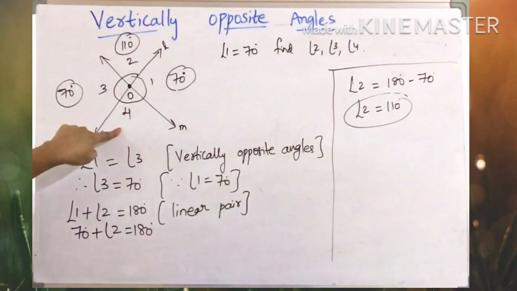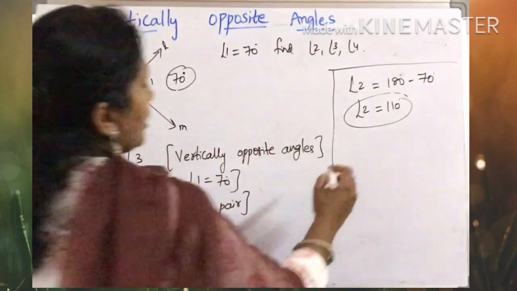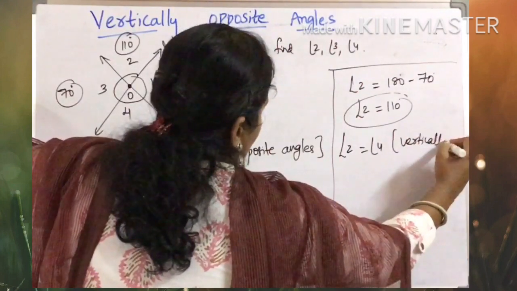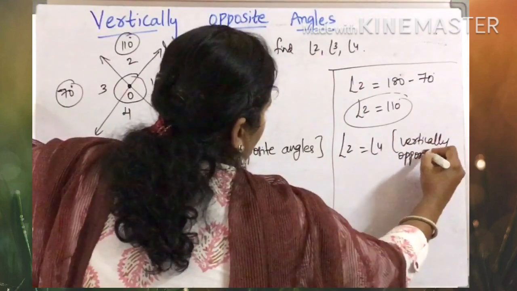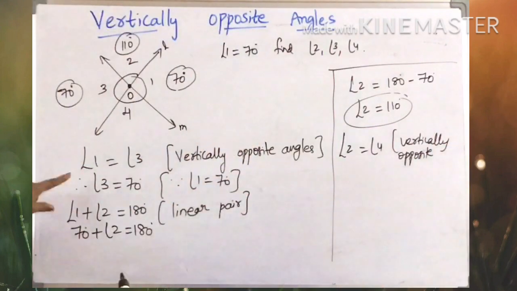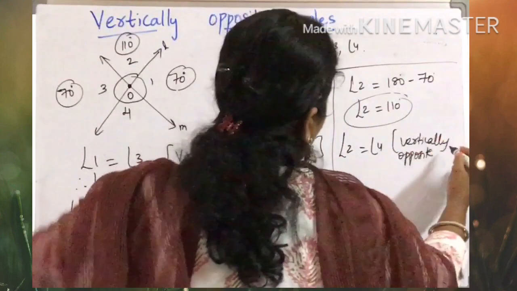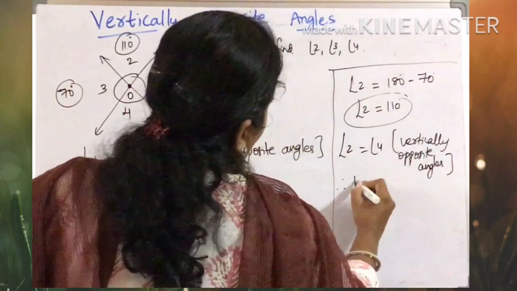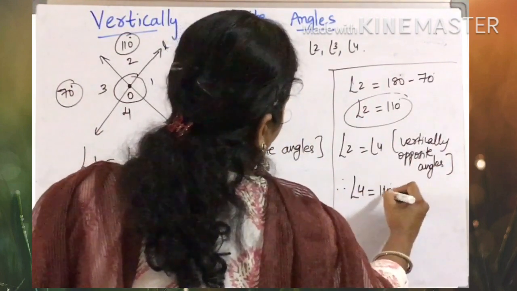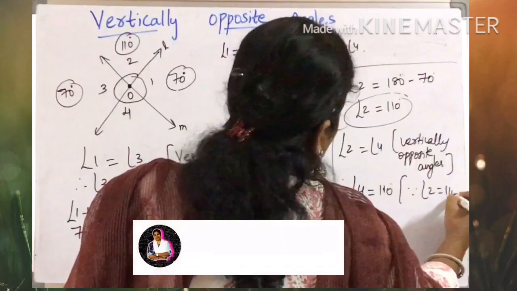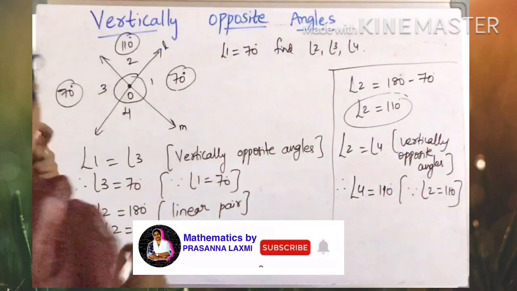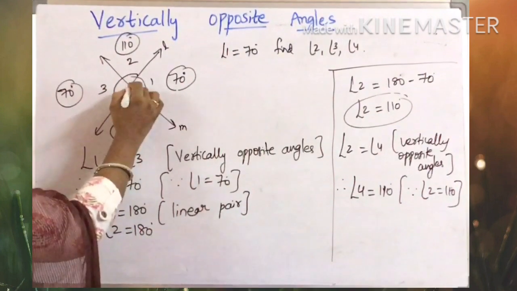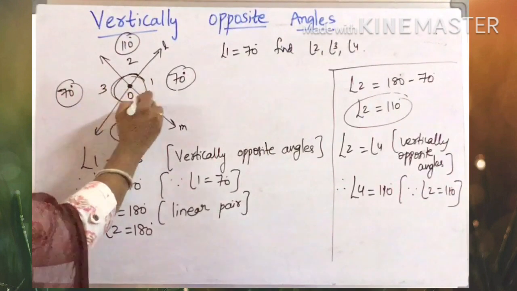Then what is angle 4? Here 2 and 4 form what? Vertically opposite angles. So always vertically opposite angles are equal. Here you should not get confused. Linear pair is nothing but the sum of two adjacent angles equal to 180. And here, vertically opposite angles. Now what is angle 4? Angle 4 is 110 because angle 2 is 110 and they form vertically opposite angles. So here you got 4 as 110 degrees. When you add all these 4 angles, you will get 360 degrees.